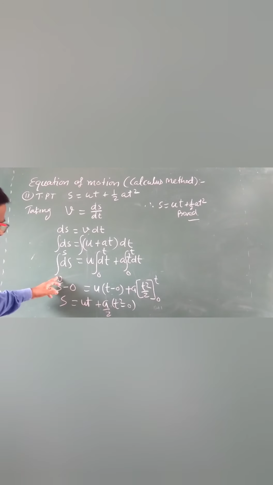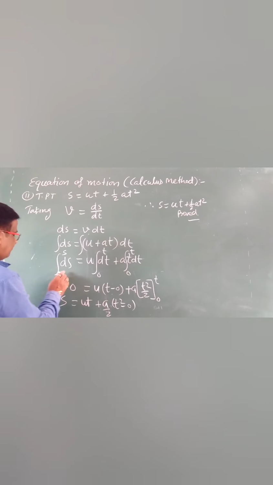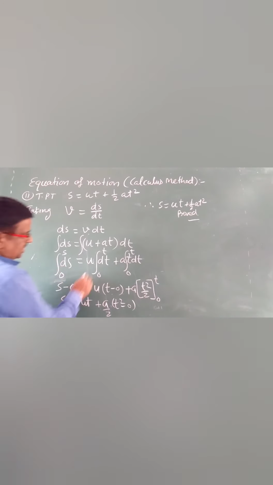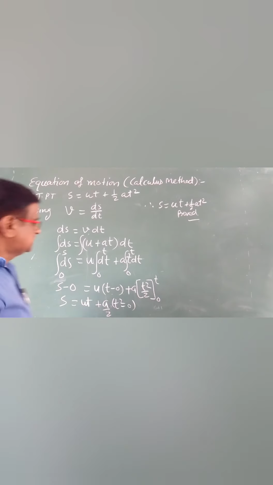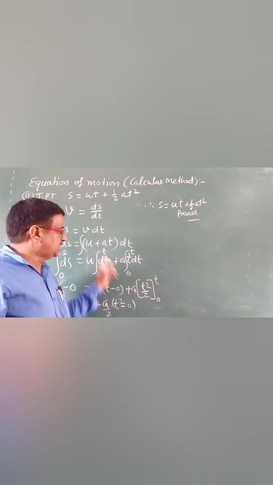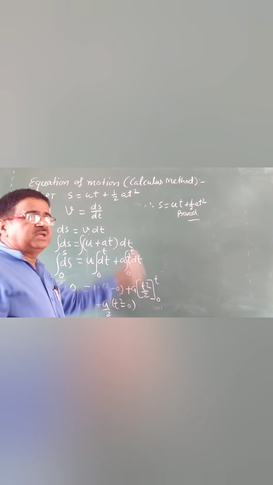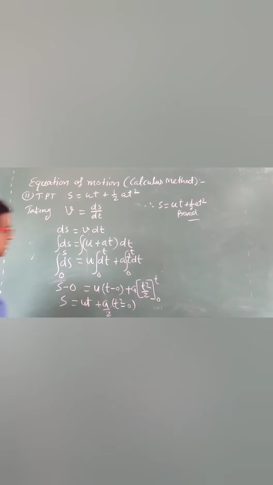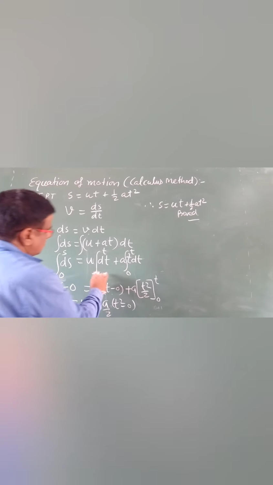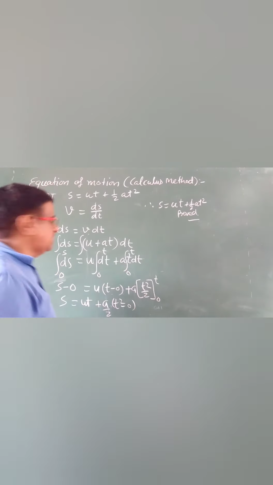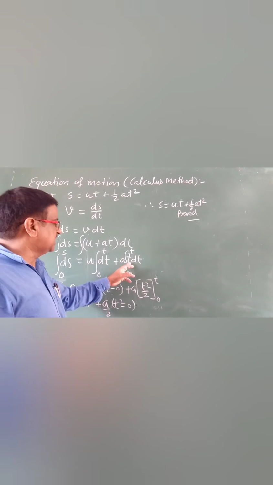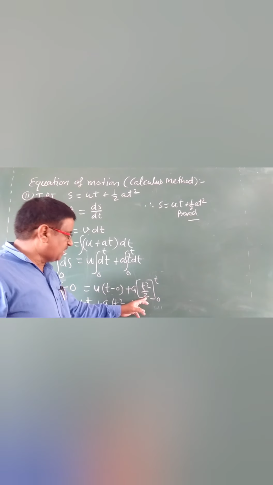What will happen here? We are taking the limit as 0 to s. Here u is the initial velocity, it is constant, so it is taken out. Time is changing from 0 to t, so for both places the time limit is this one. So for ds, the upper limit s minus 0, and here for time, the upper limit t minus 0. Integration of dt will be t. Similarly, integration of t dt will be t square by 2.